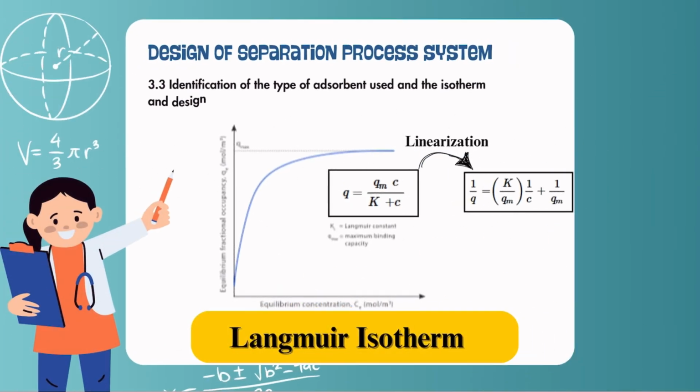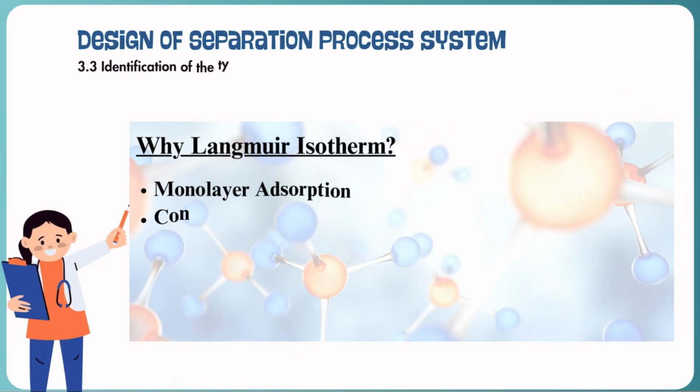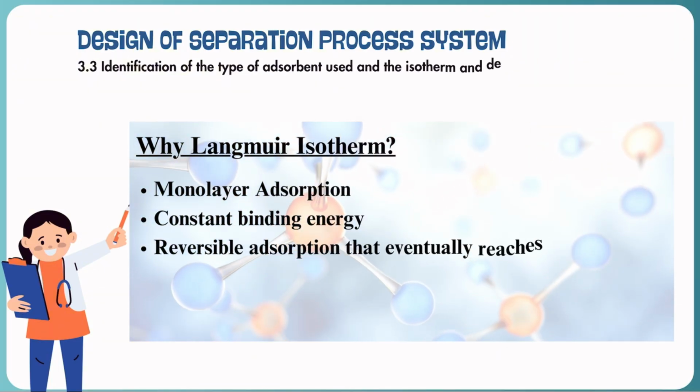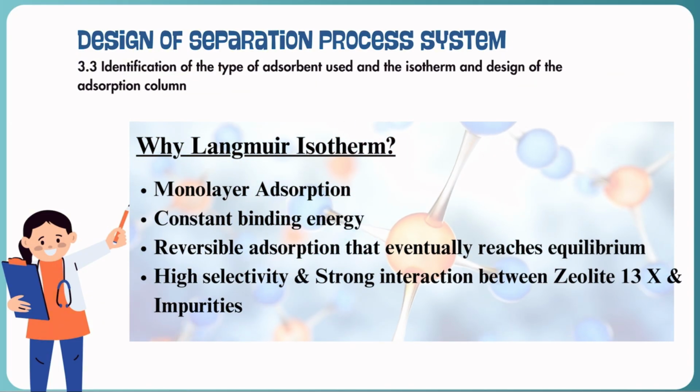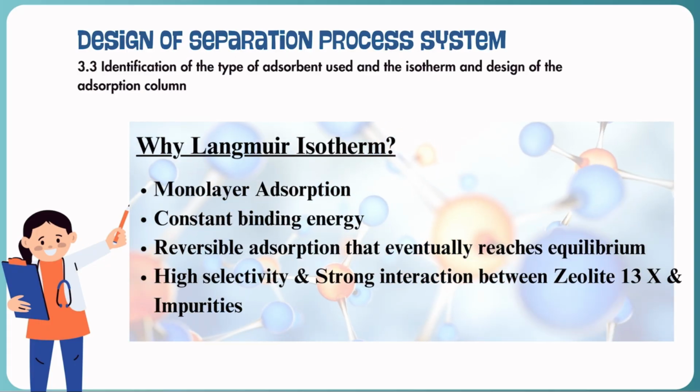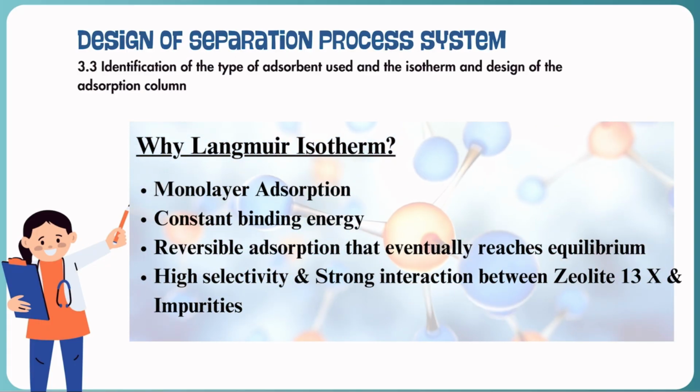In 3.3, we need to identify the type of adsorbent used, which is zeolite 13X. The isotherm model we have chosen for this adsorption column is the Langmuir isotherm. The image above shows a model of the Langmuir isotherm, with the equation before and after linearization presented. The reason we choose the Langmuir isotherm is that we assume monolayer adsorption, meaning that adsorption occurs only on a homogeneous surface with a fixed number of active sites, each holding only one molecule of adsorbate. This aligns well with our zeolite 13X adsorbent.